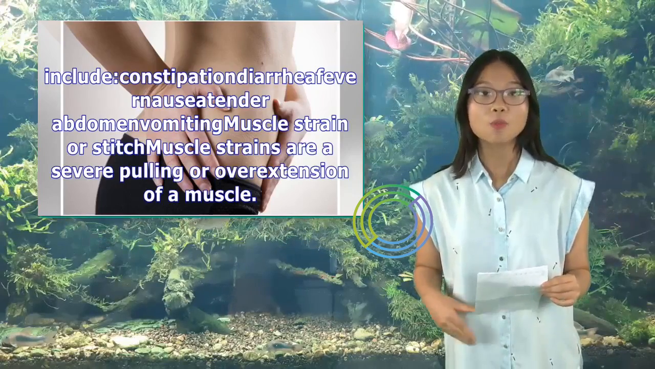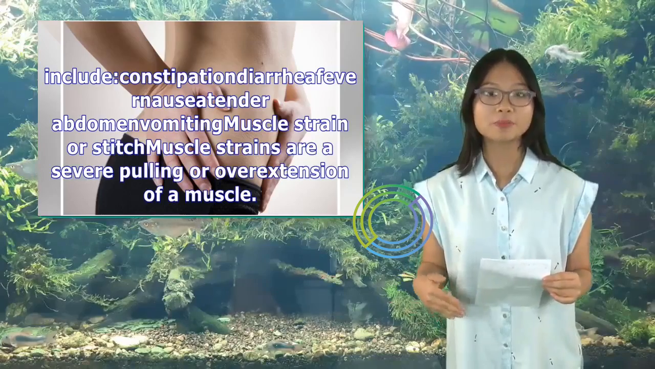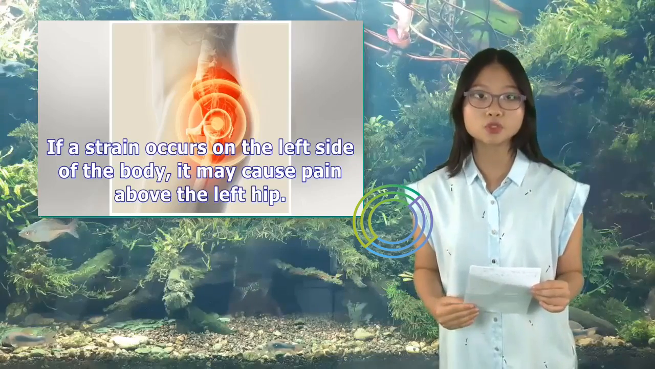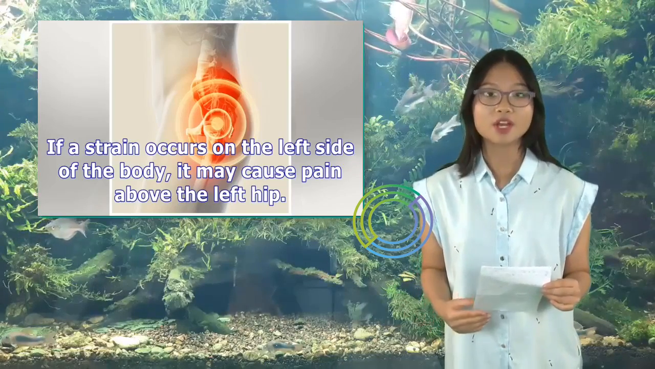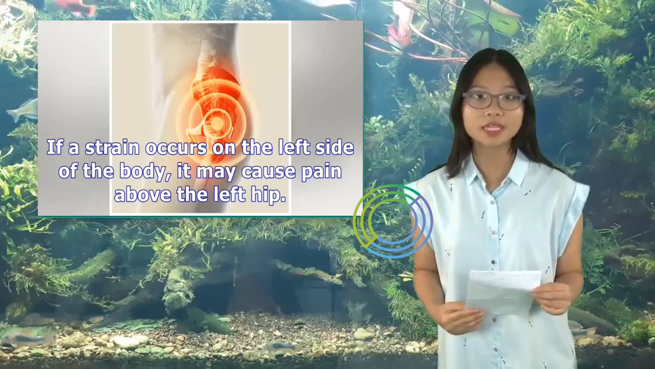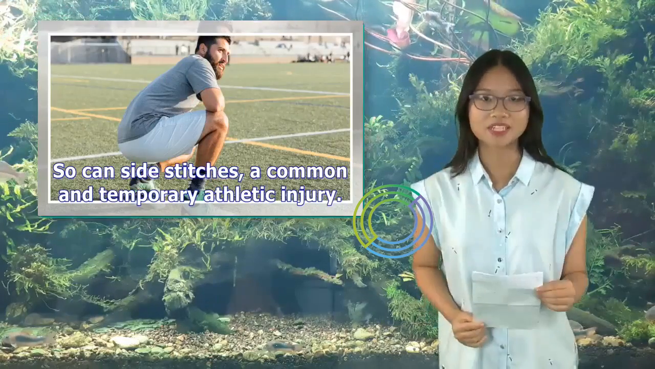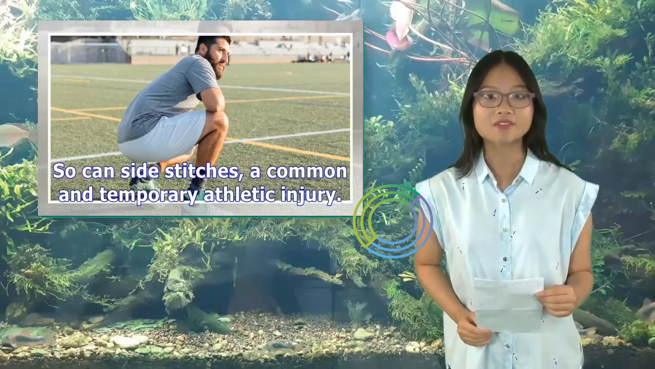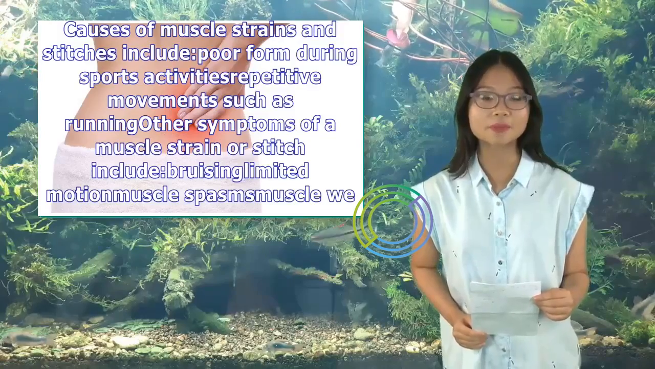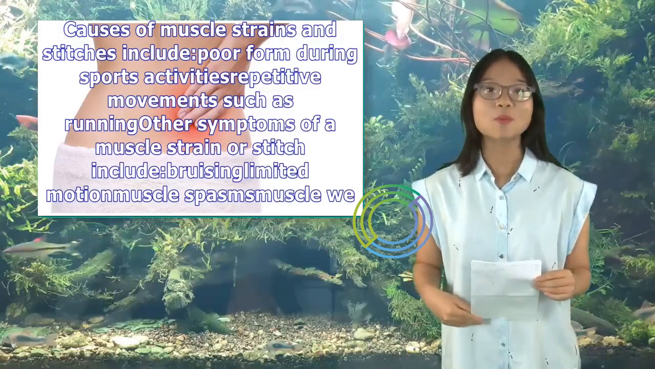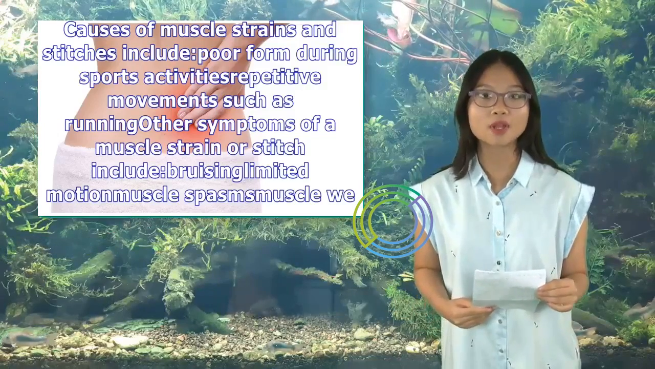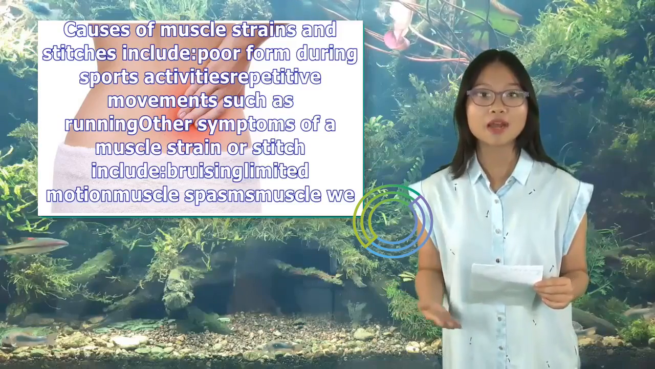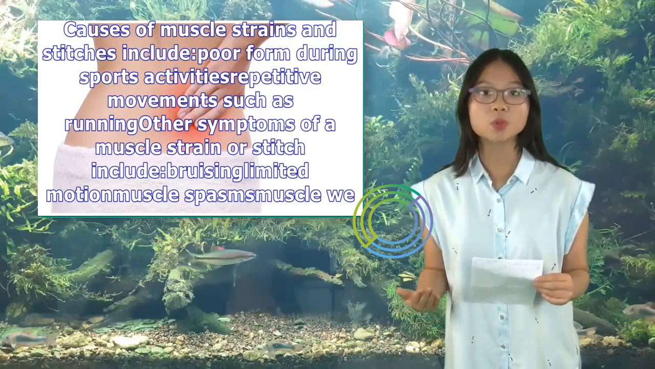Muscle strain or stitch. Muscle strains are a severe pulling or overextension of a muscle. If a strain occurs on the left side of the body, it may cause pain above the left hip. Muscle strains and side stitches are a common and temporary athletic injury. Causes of muscle strains and stitches include poor form during sports activities, repetitive movements such as running. Other symptoms of a muscle strain or stitch include bruising, limited motion, muscle spasms, muscle weakness, pain when breathing, redness, swelling.